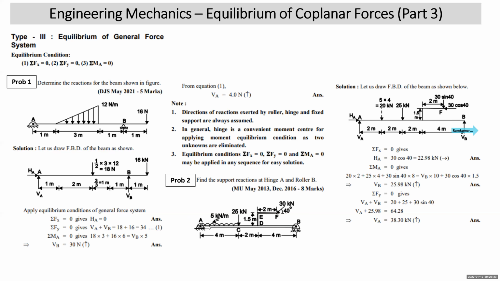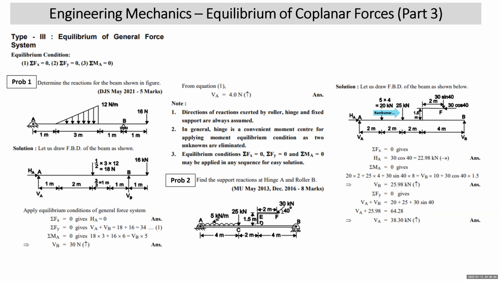Then this is the UDL. Intensity is 5, acting over the length of 4. 5 into 4 is 20 kilonewton, which will act at 2 meter from each end. That we have marked. Again, I repeat, UDL intensity is 5, acting over the length of 4, 5 into 4 is 20, acts at 2 meter. 20 kilonewton has been marked over here.